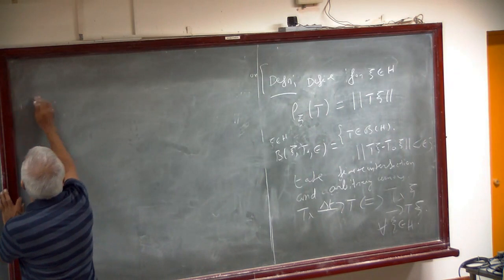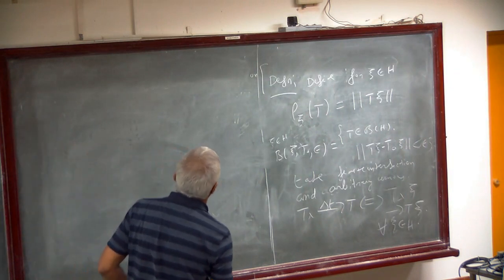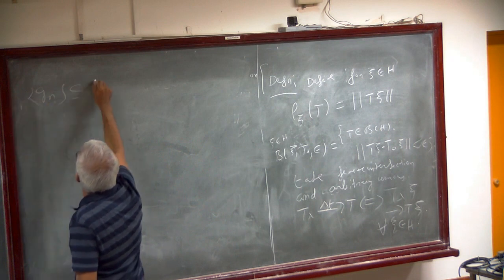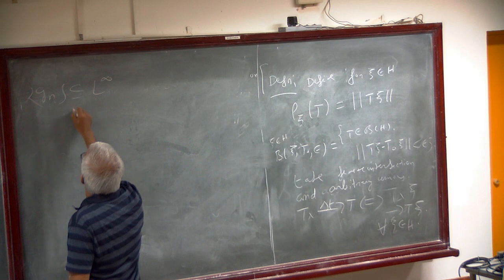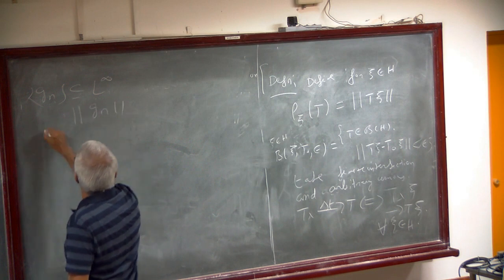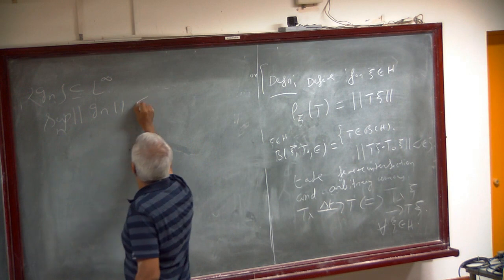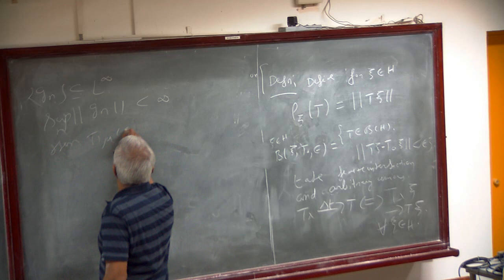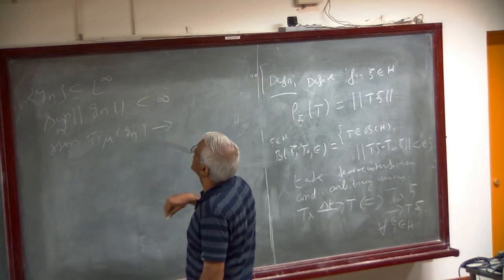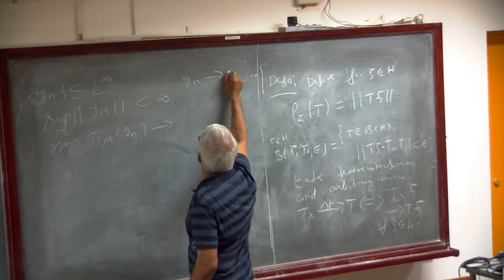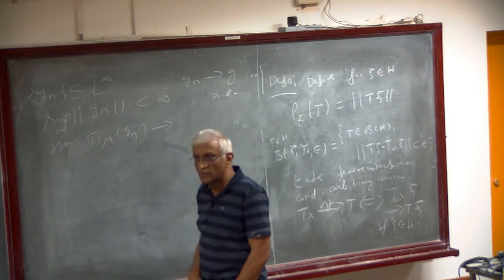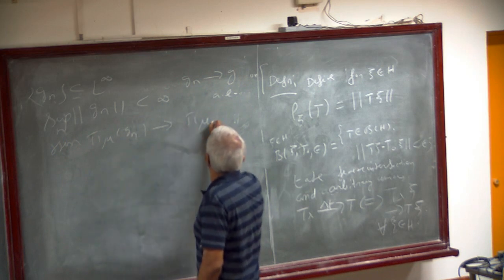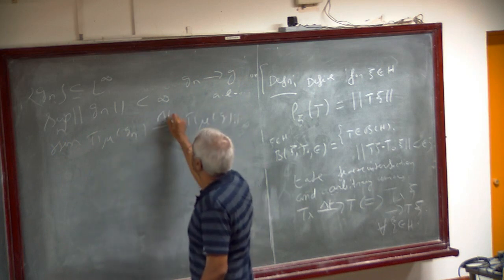The last part says that, did I erase it? Yeah, I erased it. If you have Gn contained in L infinity, and the supremum over n of the norm of Gn is less than infinity, and Gn converges to G almost everywhere, so you have a uniformly bounded sequence such that Gn converges to G, then pi mu of Gn converges to pi mu of G in the strong topology.